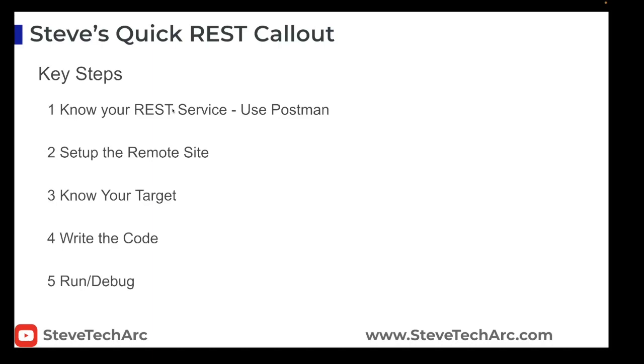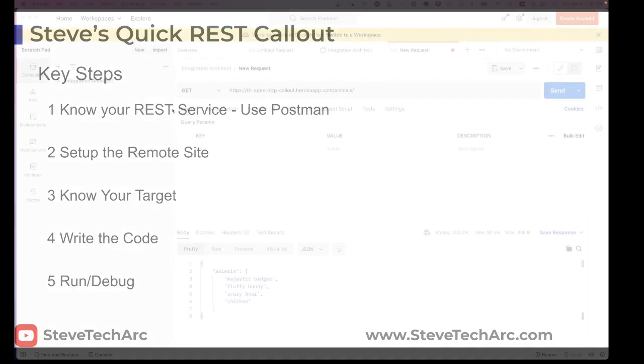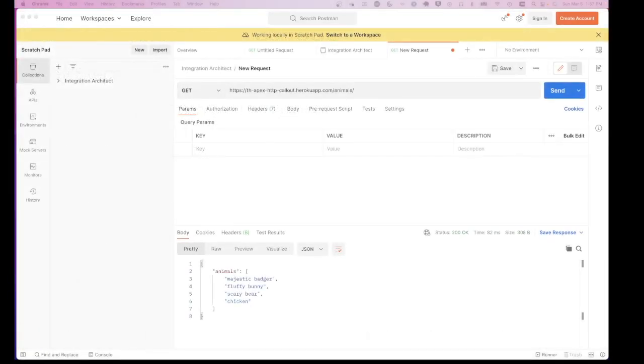Number three, decide what you're going to do with the data when you get it back. Are you just going to debug it, or are you going to write it to an object? Number four, write your code. That's the code in order to make that callout and process the results. And number five, the basic steps to being able to run that code and do any basic level debugging. Now we're going to walk through those steps.